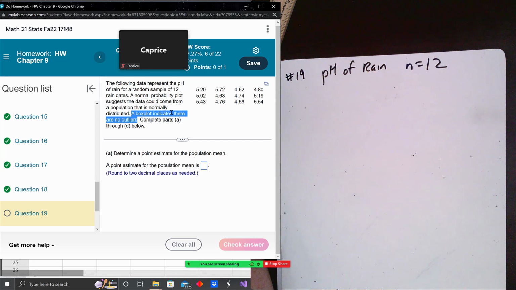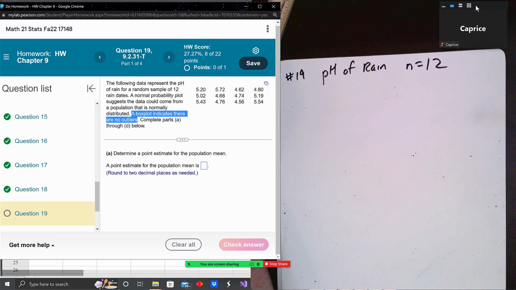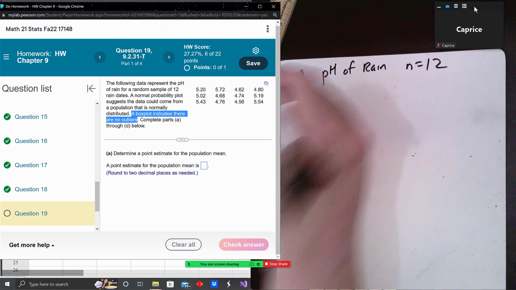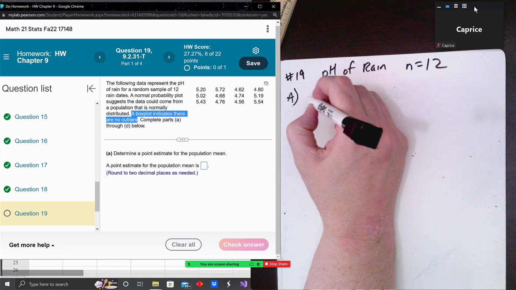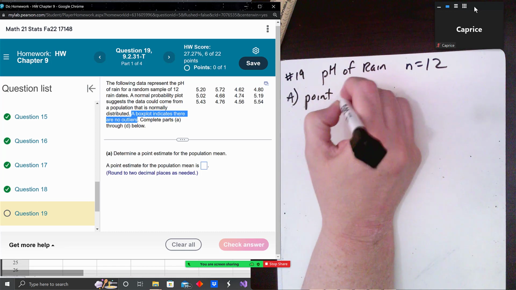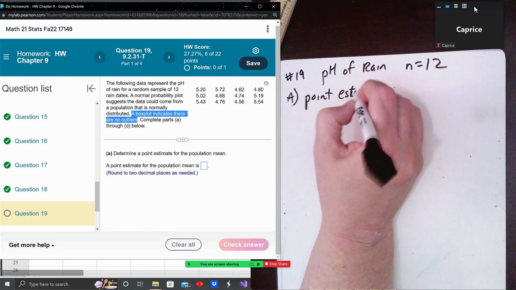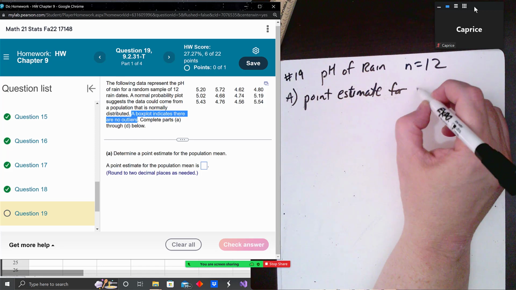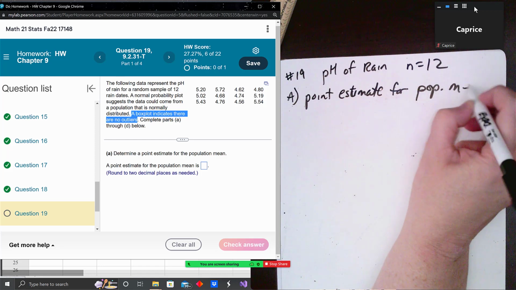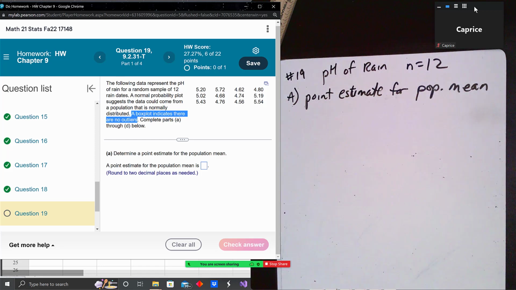So determine a point estimate for the population mean. So part A, point estimate for the mean. Population mean. Any ideas how I could do this?